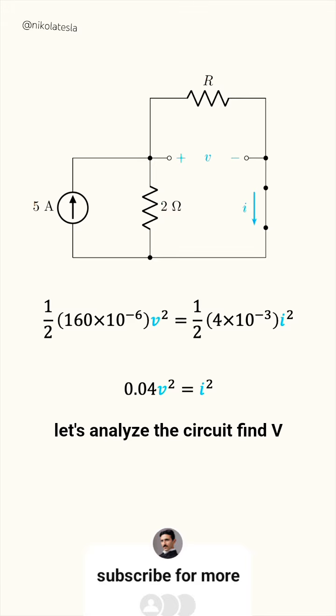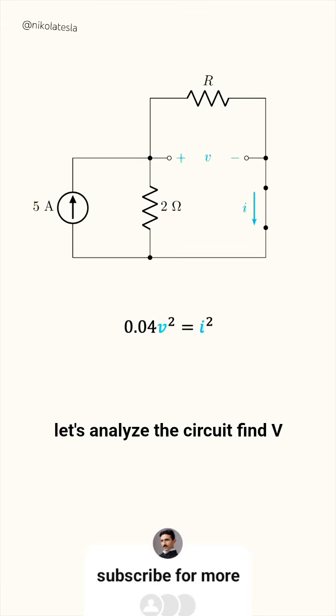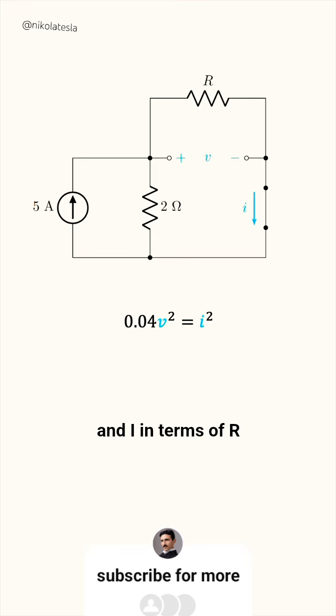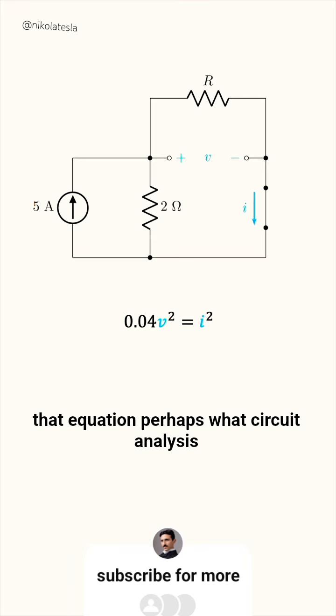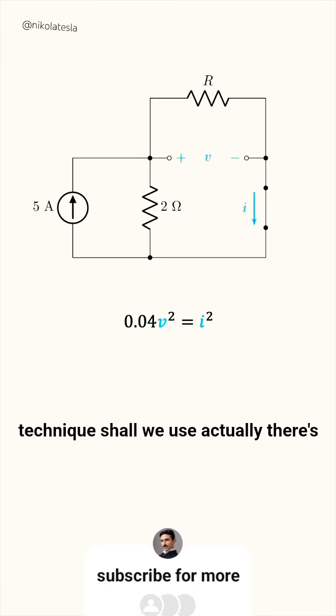So let's analyze the circuit, find V and I in terms of R, and then solve for R from that equation perhaps. What circuit analysis technique shall we use? Actually, there's no analysis required. Notice that V is also the voltage across the resistor R because it's in parallel with the open circuit capacitor. Also, I is precisely the current that goes through the resistor R.